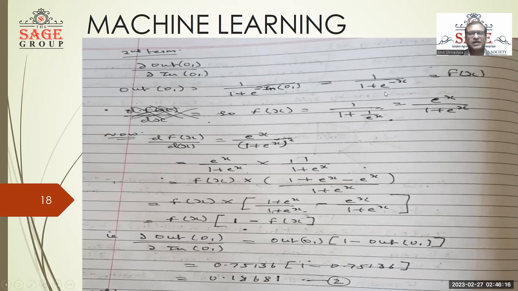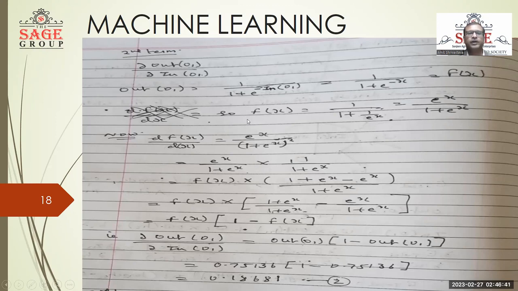Now 1 upon 1 plus e to the power minus x. Let us assume that in O1 I'm considering x as my input, and this out O1 is nothing but my f of x, right? So f(x) is equal to 1 upon 1 plus e to the power minus x, which can be written as 1 upon 1 plus e to the power x. So this will go up. So e to the power x upon 1 plus e to the power x.